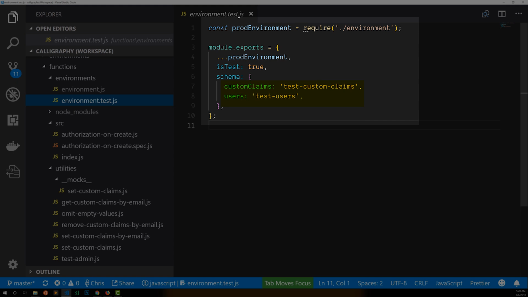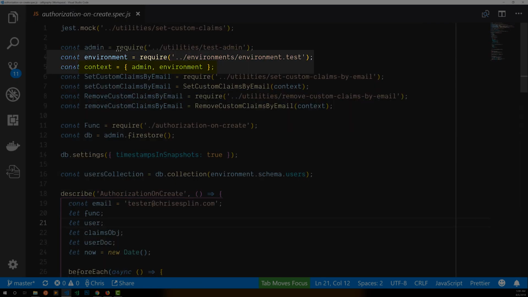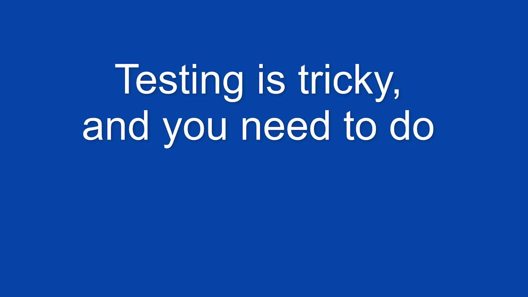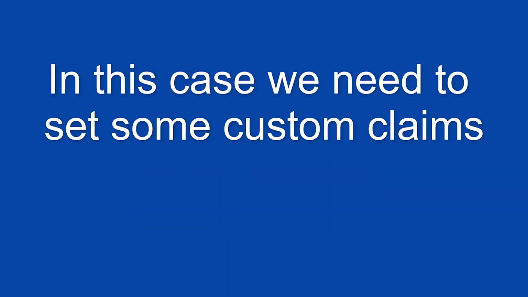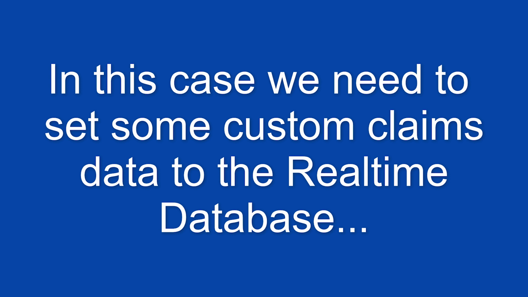And now back to the spec file. You'll see that we'll add the admin and environment variables to a context object. Then we'll initialize two utility functions just for the purposes of this test. See, testing is tricky, and you need to do some setup and teardown. In this case, we need to set some custom claims data to the Realtime Database. And when we're done, we'll need to delete it.